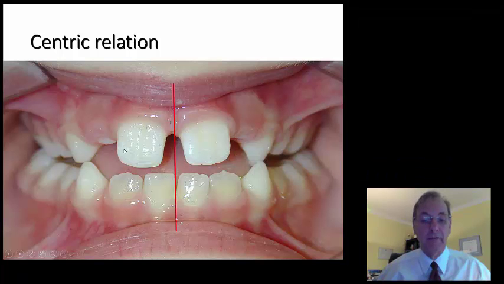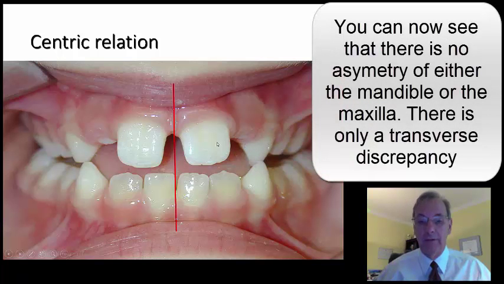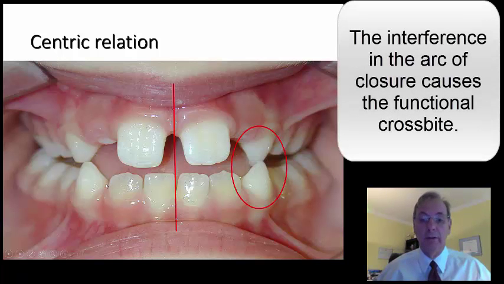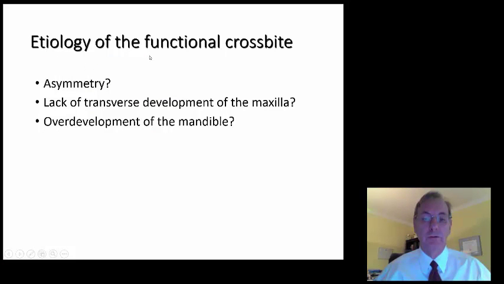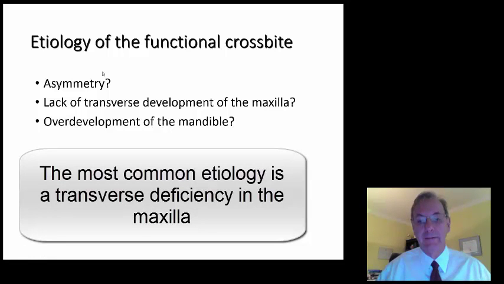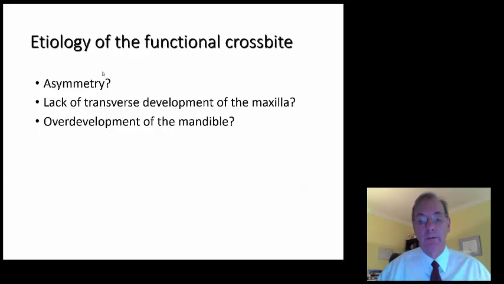which means that the right side and the left side of the maxilla are of the same size. The lower jaw is fully symmetrical, so the problem of this crossbite is not one of a difference in size from one side to the other. It's more caused by an interference in the occlusion that is causing the shift of the mandible, in this case, to the left. So the etiology of the functional crossbite could be an asymmetry. They are fairly rare, but it could be present. Normally, there is a lack of transverse development of the maxilla. That's the most common etiology of functional posterior crossbite.